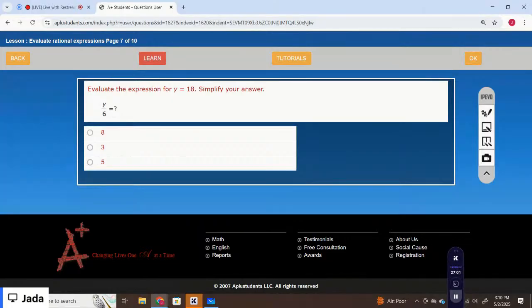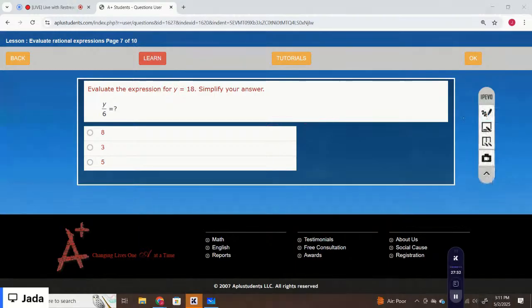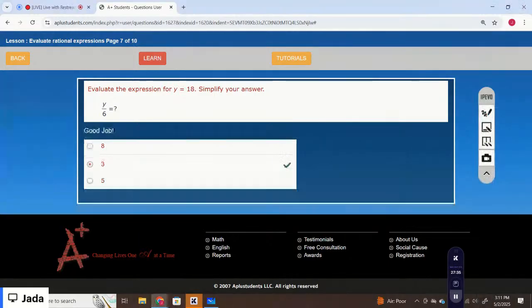Evaluate the expression for y equals 18. Simplify your answer. So y equals 18. That is 18 over 6. So 6 times 3 is 18. The correct option is 3.